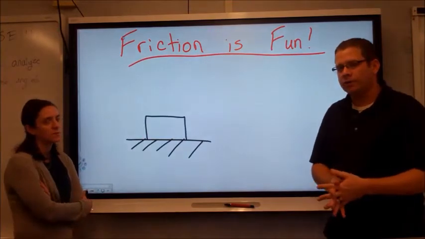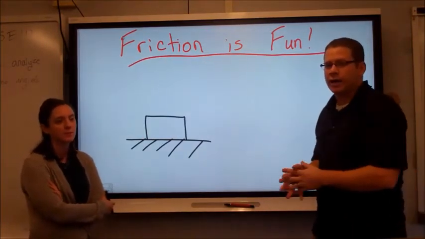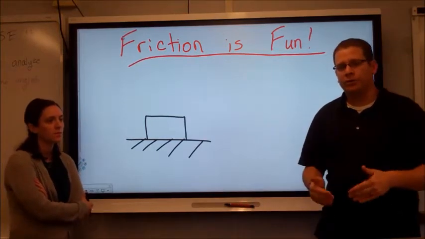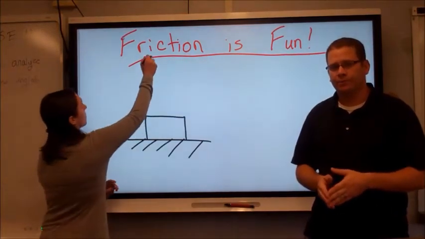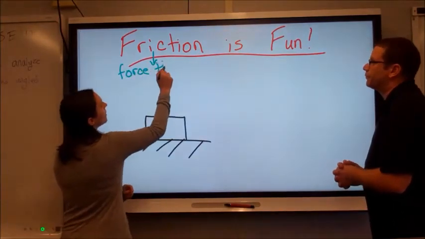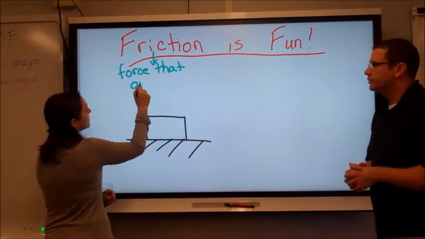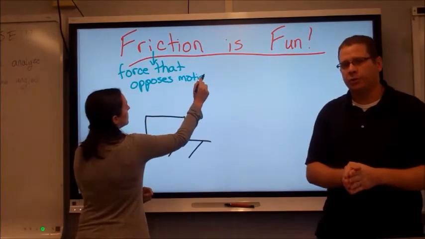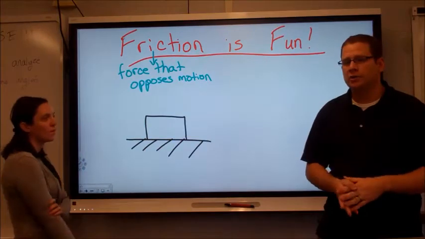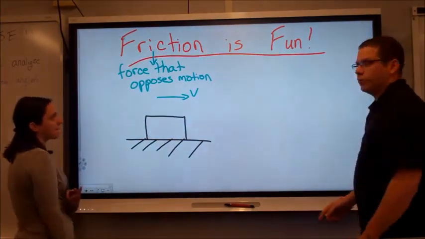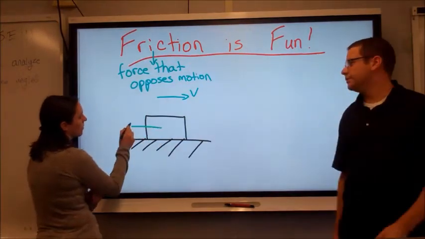So today what we're going to talk about is what friction actually is. Friction is a force that opposes motion. I would write that down if I were you. It's always in the opposite direction of motion. That's what we mean by opposes. So if this box was sliding to the right, friction would be then to the left.